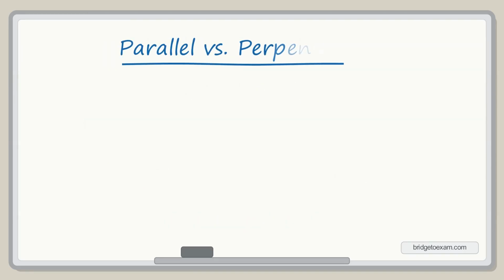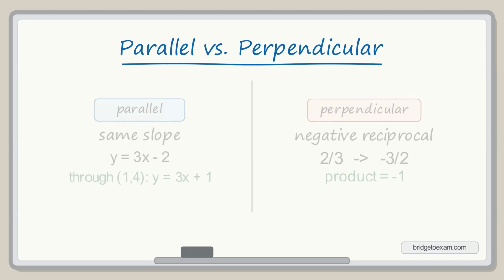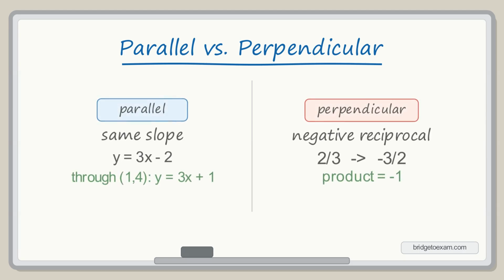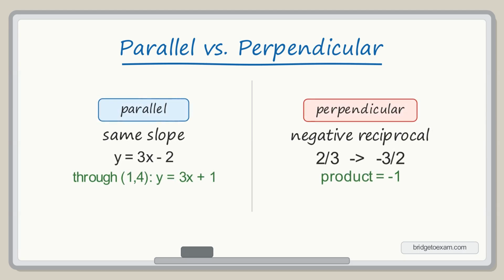Parallel lines have equal slopes, but different intercepts. Perpendicular lines use negative reciprocal slopes. Change the sign and flip the fraction. For example, 2/3 becomes -3/2.